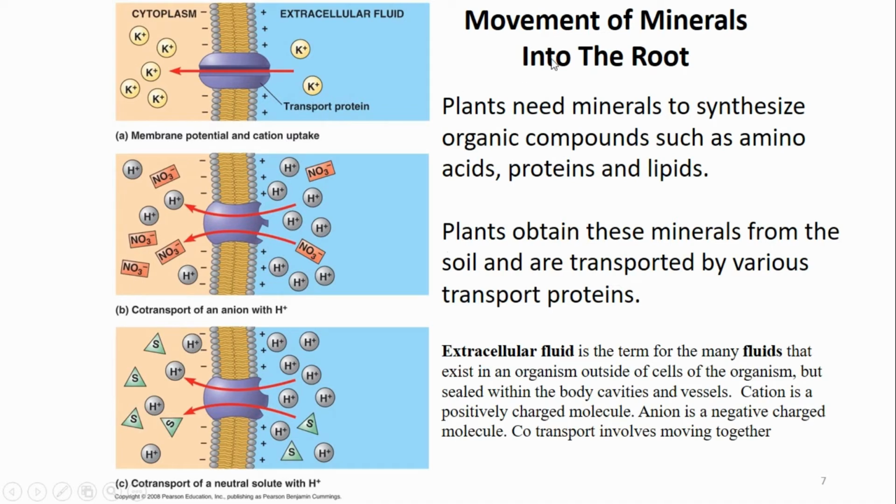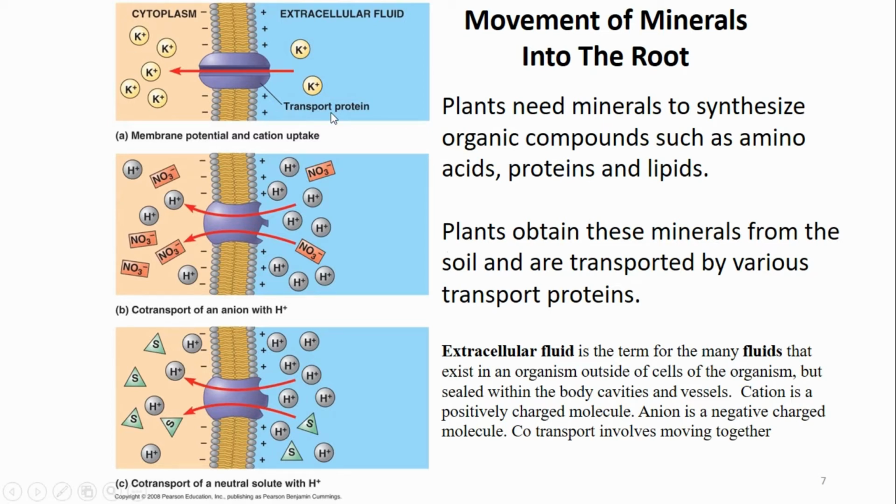Now the movement of minerals into the root, you have extracellular fluid, transport proteins, and cytoplasm. Extracellular fluid is just fluid between the cells of the plant. So think of your body, you have lungs and heart, and between your lungs and heart, there's other fluids that aren't part of the bloodstream. So that's what extracellular fluid means.